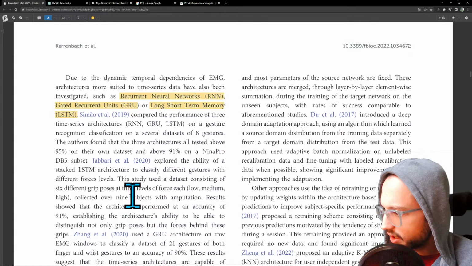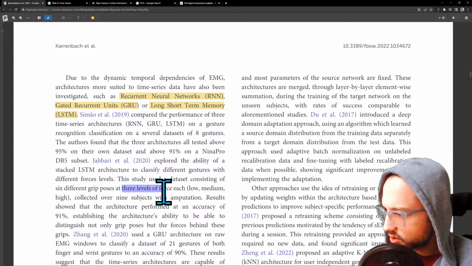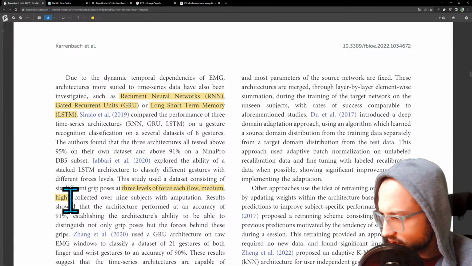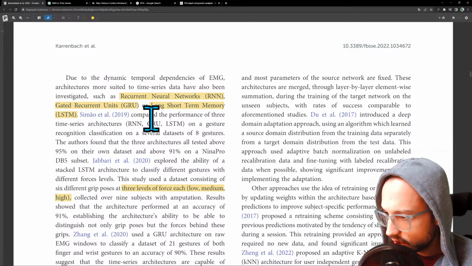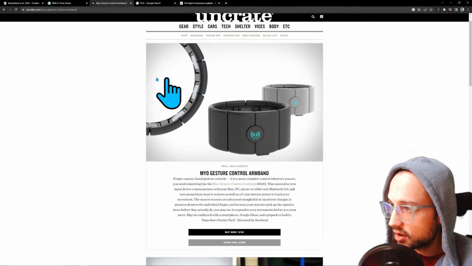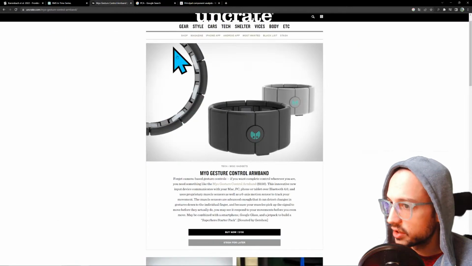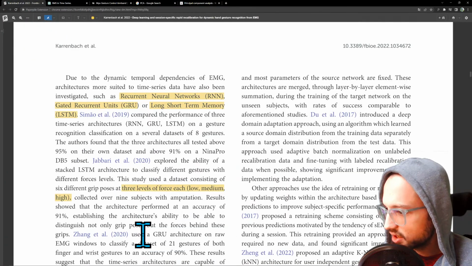Low, medium, high. Okay, so it seems like one of the things you're classifying is how hard the person is holding an object, right? If they're very lightly holding it, the signals coming into the armband aren't going to be super strong, and then as you flex your muscles harder, the signals will spike.